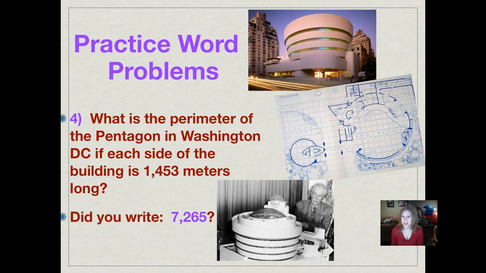Did you write 7,265? Ooh, what did I forget? I forgot to put the unit of measurement. One push-up for you tomorrow. It should have said meters afterwards. 1,453 plus 1,453 plus 1,453 plus 1,453 plus 1,453 equals 7,265. Maybe some of you just went, if it's the same number that I'm adding up 5 times, I could multiply it. 1,453 times 5 and get the same answer. And you could have.